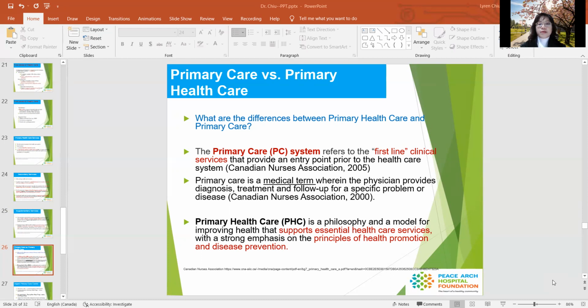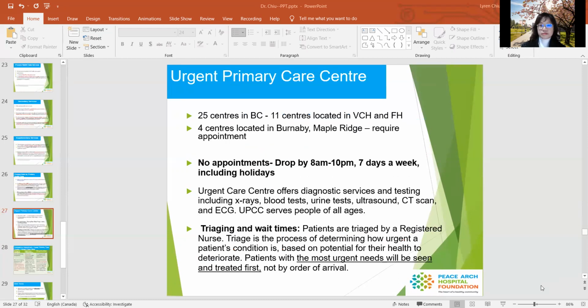And we also talk about primary health care, but this is a more philosophical idea, a model for improving healthcare and improving health, and that supports essential healthcare services with a strong emphasis on the principle of health promotion and disease prevention.